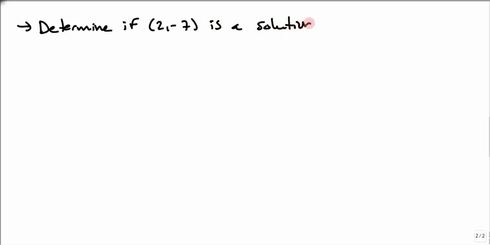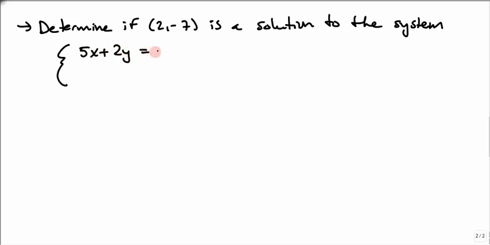Now again, you have to make sure you plug in those values for both equations in the system. Let's look at another one. Let's determine if the ordered pair (2, -7) is a solution to the system. The system we want to consider here is 5x + 2y = -4, and 2x - 3y = 27. So we need to plug (2, -7) in, and it must work for both. So I have to work with both.